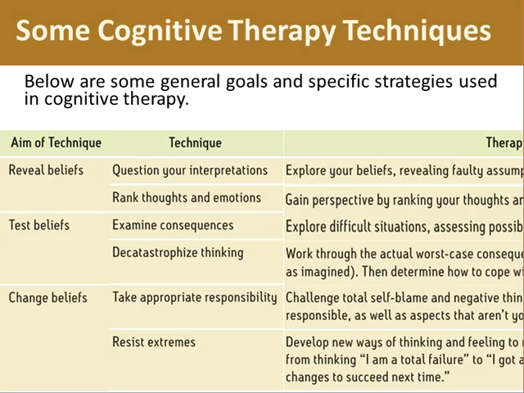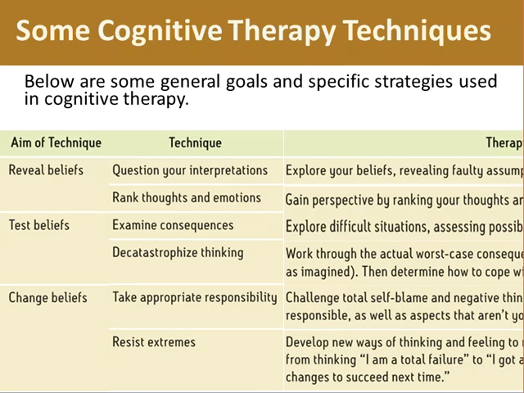Here are some cognitive therapy techniques. Below we have the aim of the technique, and then an example. We have reveal beliefs: question your interpretations, rank thoughts and emotions. Test beliefs: examine consequences, decatastrophize thinking. Change beliefs: take appropriate responsibility and resist extremes.